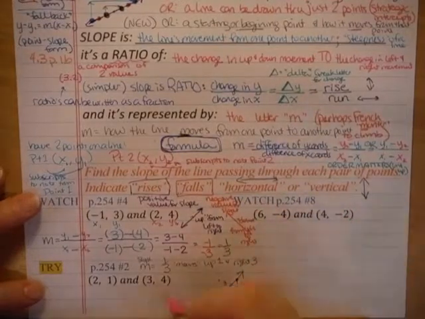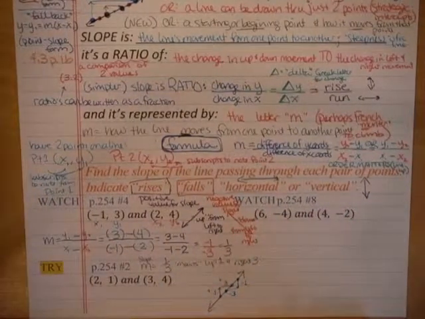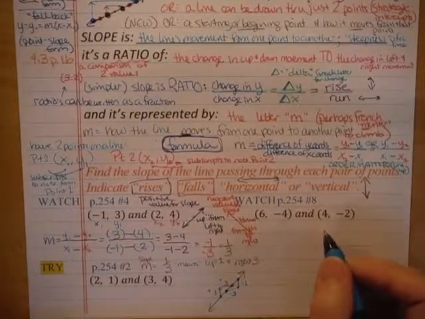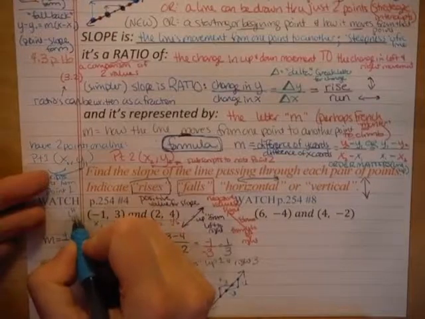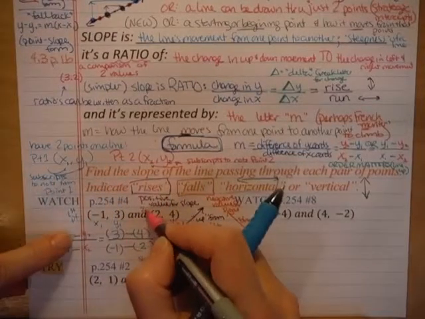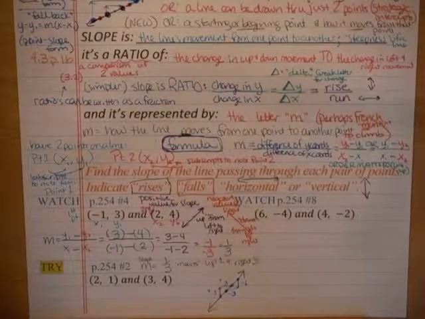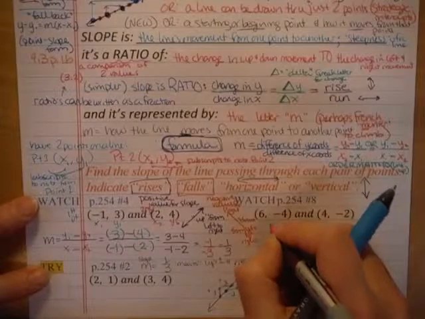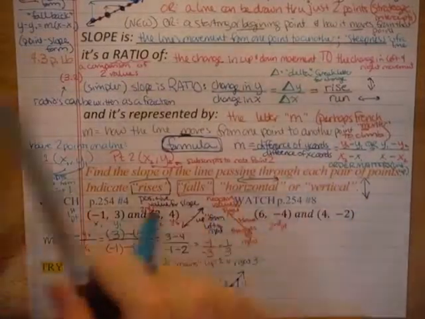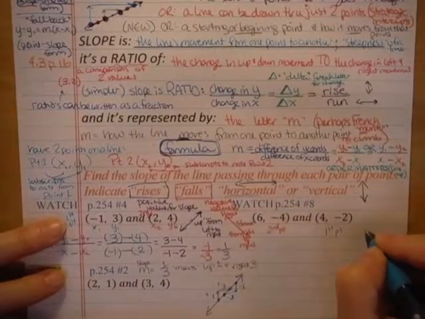So let's try number 8 together, and then I'll turn you loose on number 2. At my beginning stages, I am just going to pick my points. Now, here's something I could have done to help me even more. I could have labeled this as first point, second point. Now, to show you that it really doesn't matter which one's your first and which one is your second, I'm going to call this 6, 4 my second point, 6, negative 4, and then this 4, negative 2, I'm going to call that my first point, okay? Because it doesn't matter.